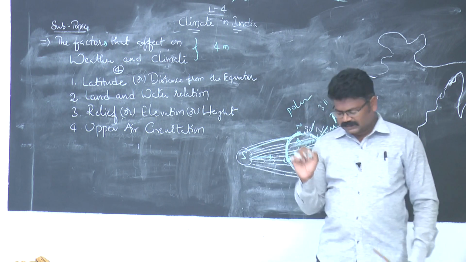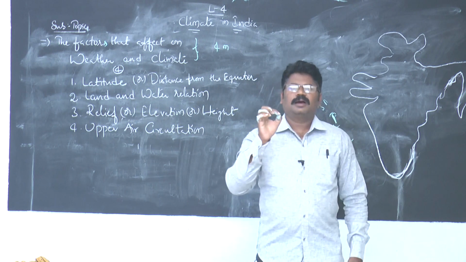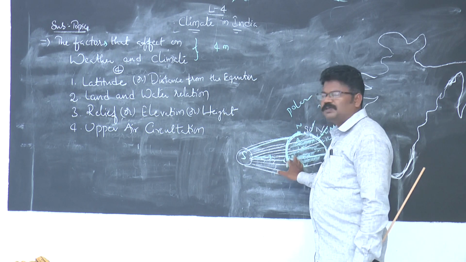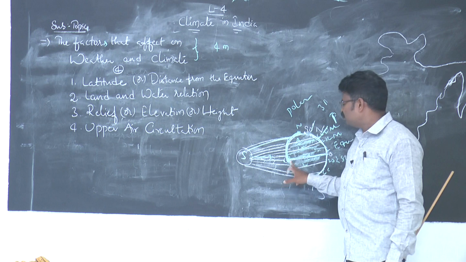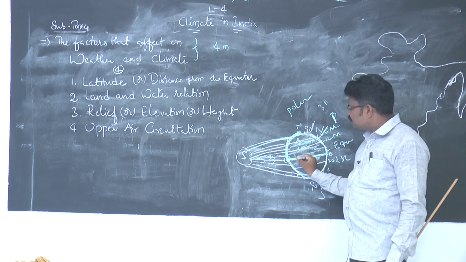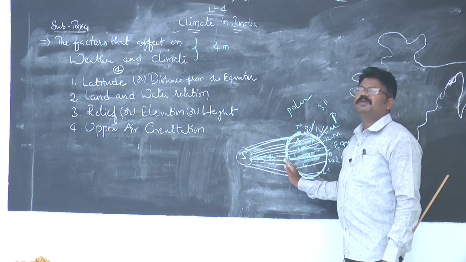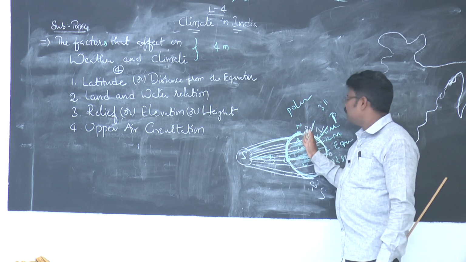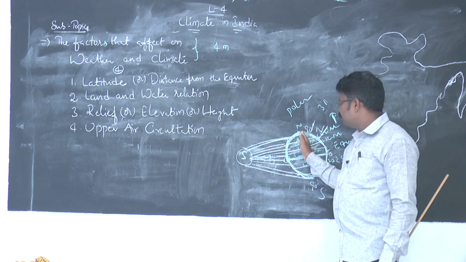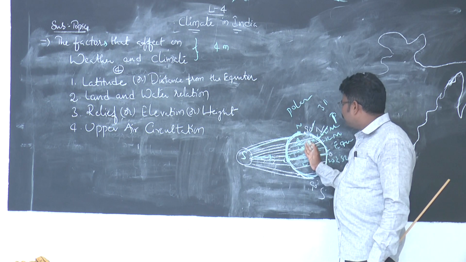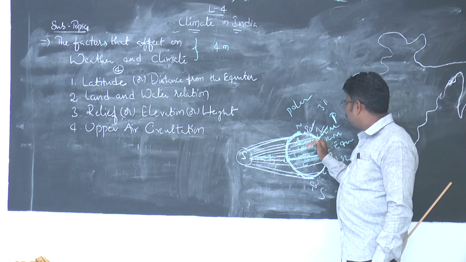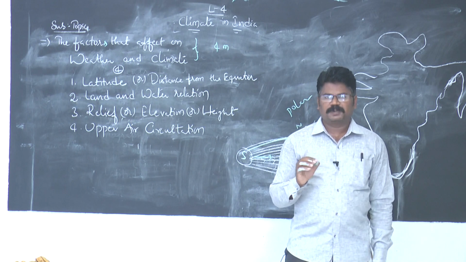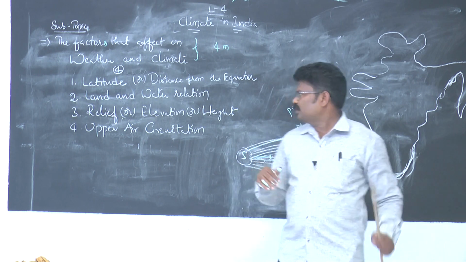So finally, you understand, children. You have to keep one thing in your mind: with the help of latitude, we know the local temperature. The places situated in the equator region are always hot. The places situated at the poles always have a cool temperature. Whereas the places between 23 and 66 degrees, the temperate zone, have a moderate temperature, neither hot nor cold. So this is the first one.